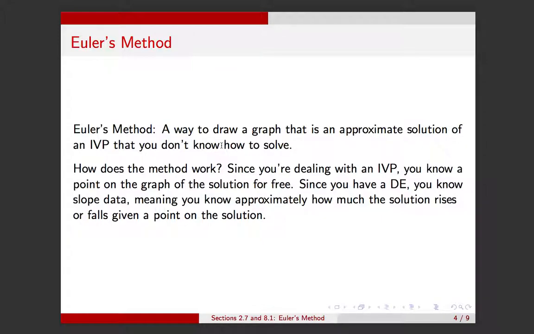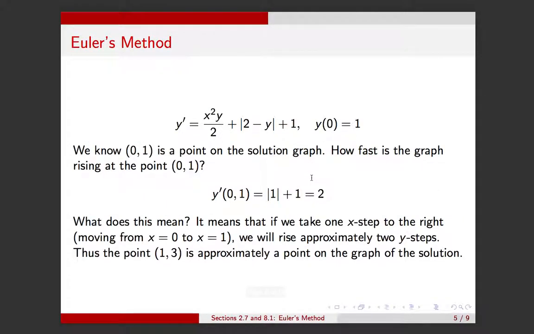So anyway, Euler's method just says, well, if you know a point already and you're given tangent slope data, then given any point you're at currently, you can estimate how much you rise or fall as you're drawing a graph. So let's just trace that out with this example. We know (0, 1) is a point on the graph. How fast is the graph rising or falling at that point?